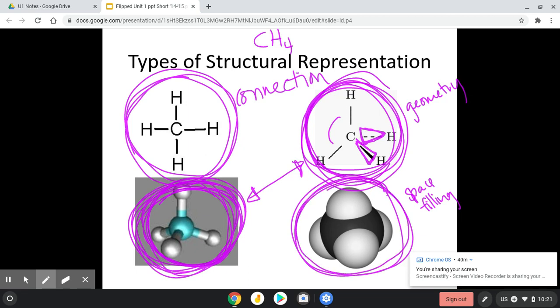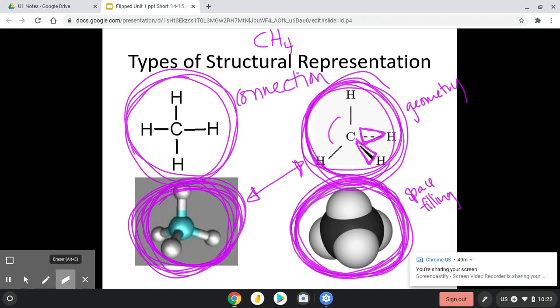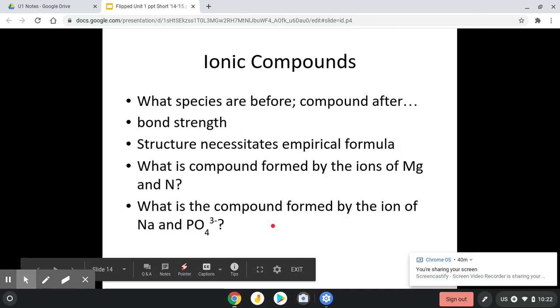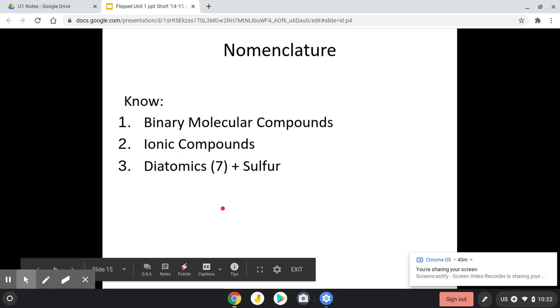Let's talk through types of structural representations. So through your book, you're going to see a bunch of different ways represented. Now would be a good time to pause this and think to yourself, what would be the point of using these different representations that are all representing the same molecule? These are all representing methane. So this would be a good time to pause.